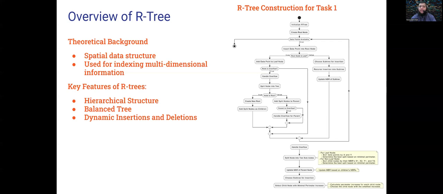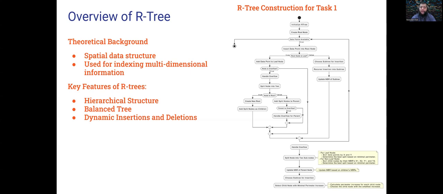Next, going to a bit of theory about the overview of R-trees. So R-trees are spatial data structures used for indexing multi-dimensional information, typically suited for geographic data. Their primary utility is to facilitate rapid queries, and they're especially efficient for range searching, nearest neighbor searching, and overlap searching, especially in very large data sets. And the R-tree is a balanced tree, and it uses bounding rectangles called minimum bounding rectangles, MBRs, to encapsulate objects.